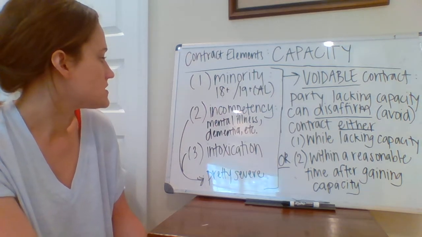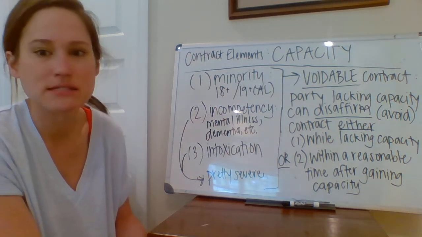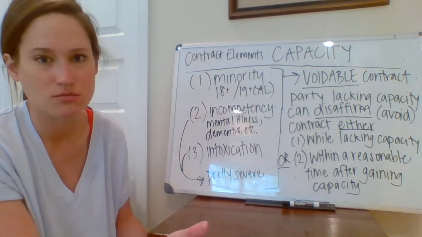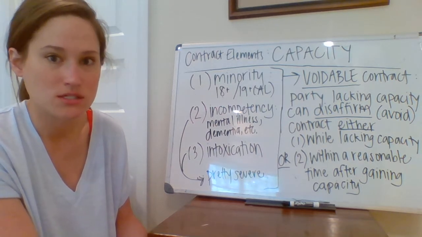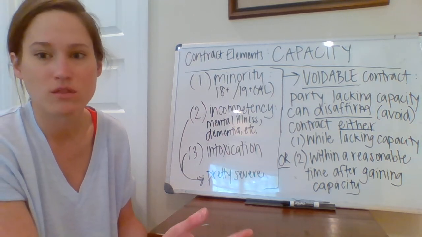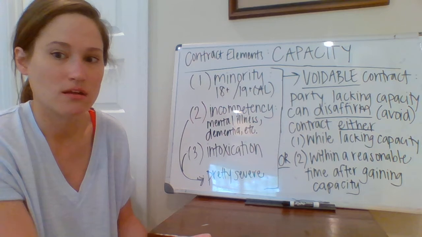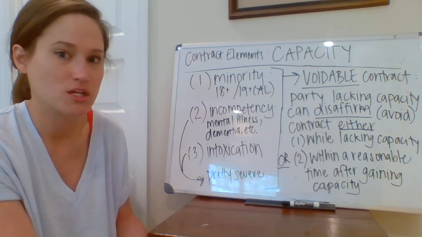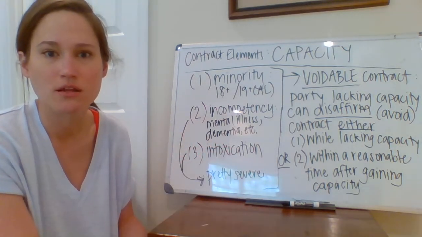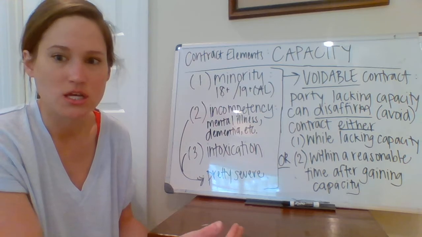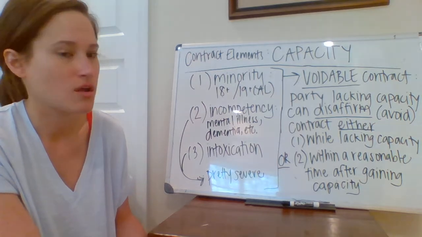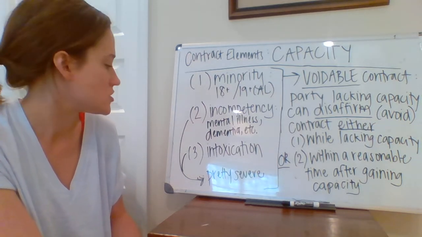The second capacity issue, you can file this one under any kind of incompetency issue. So this could be mental illness. This could be something like Alzheimer's or dementia. Anything that would interfere with a person's ability to understand the nature of the agreement that they're entering into. And I'll have more to say in just a second on that standard we're looking at in terms of how much the incompetency has to affect you, because it's very closely related to our third type of capacity issue.